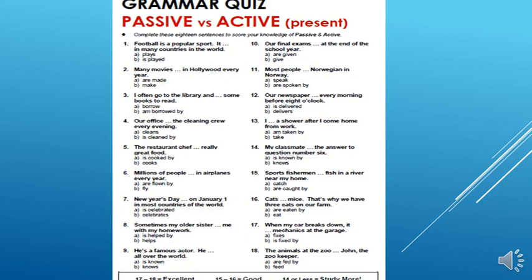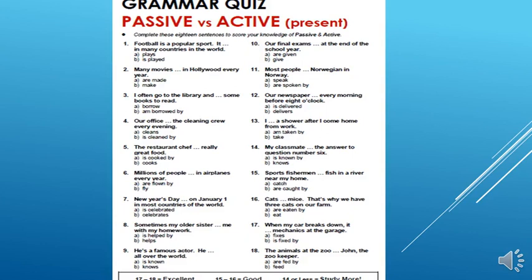Number three would be, I often go to the library and dash some books to read. Here I think the subject is already mentioned, which is I. So the answer would be clearly A. I borrow some books to read. Number four would be, our office dash the cleaning crew every evening. So here our office. Do you think the answer would be our office cleans the cleaning crew? Well, that would be very weird.